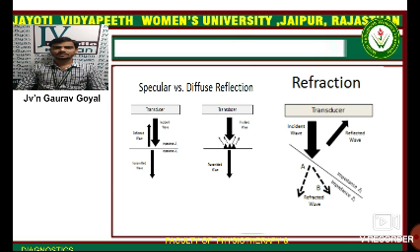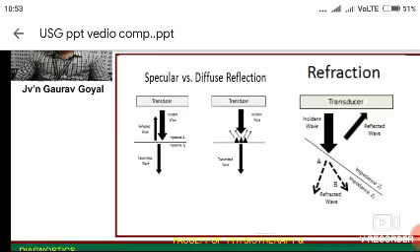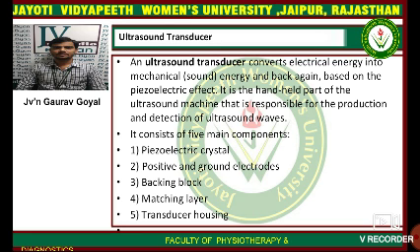So you can see the specular or diffuse reflection in this image. It shows clearly the reflection type.